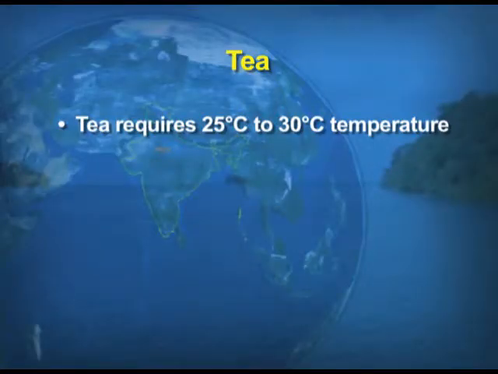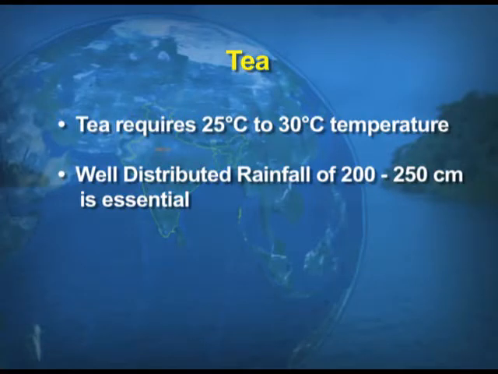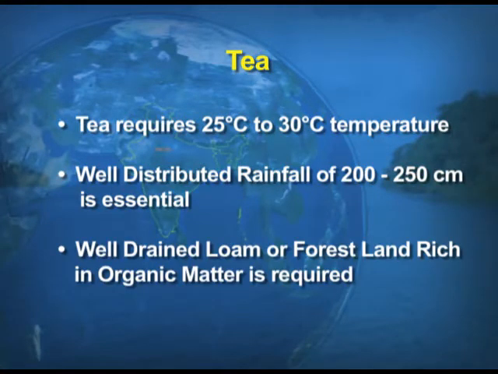Tea requires 25 degrees Celsius to 30 degrees Celsius of temperature. And for tea, it's not only the high amount of rainfall that is required, but the rainfall should be well distributed. Well-drained loamy or forest land soil rich in organic matter is required for tea production. As we have discussed, various crops are labor intensive, for example, cotton, rice. In the same way, tea is also a labor intensive crop because this is a crop which is to be plucked by the human hand. So, this is known as a labor intensive crop.